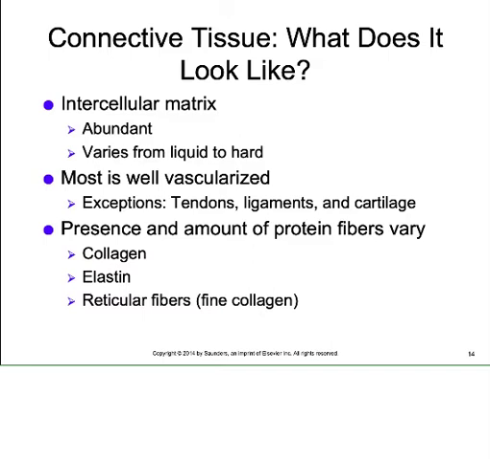Most of it has an adequate blood supply, with the exception of tendons, ligaments, and cartilage. So tendons and ligaments are made of dense, regular connective tissue, and cartilage is its own structural connective tissue. And the way that the cells within those tissues get their nutrients, again, is largely through diffusion. Because cartilage and ligaments have virtually no blood supply, they tend to be relatively slow healing, okay?